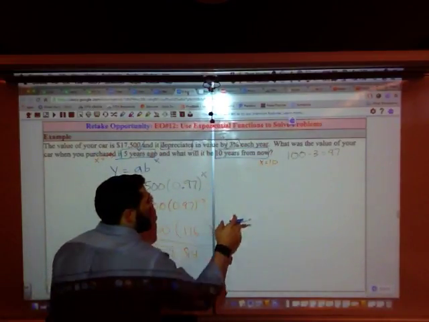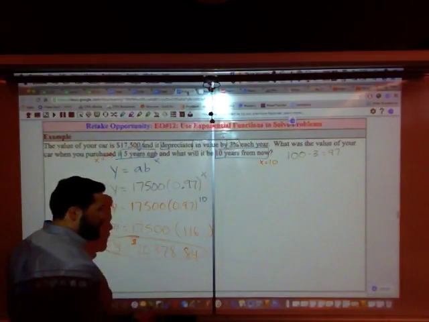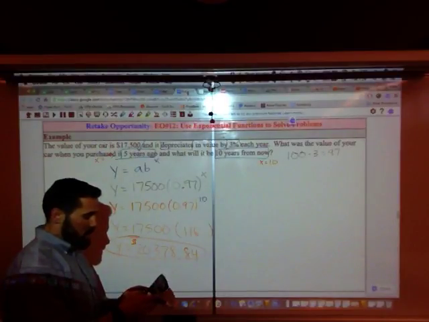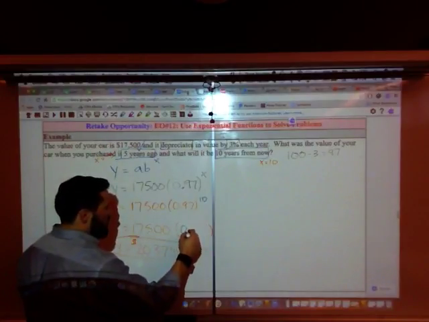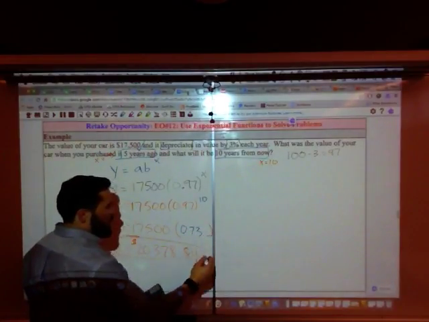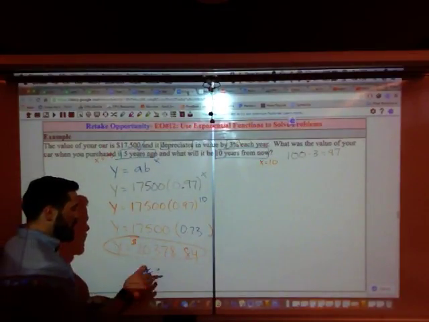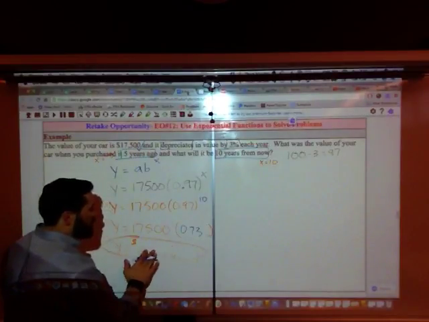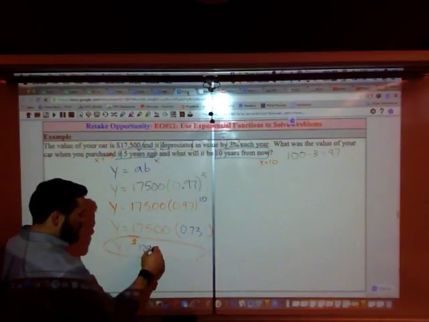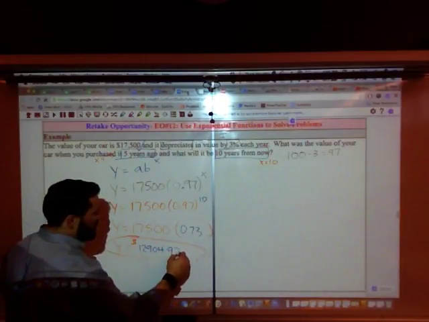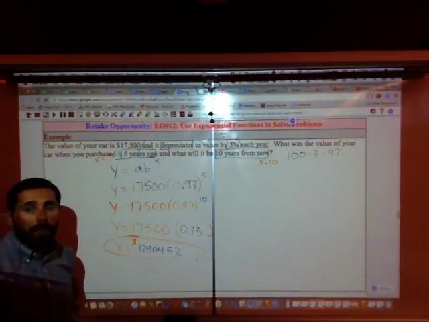So that's when my x value is a 10 now. Everything's going to be the same here. Use the same formula. Put that as a 10. I use my calculator again: 0.97 raised to the 10th. And I get a new number here, 0.73 and so on. Keep that ugly number in there. Multiply by 17,500. And I get what its value is going to be 10 years in the future: $12,904.92. So that's how I'm going to use exponential functions to help me solve some real world problems with depreciation.